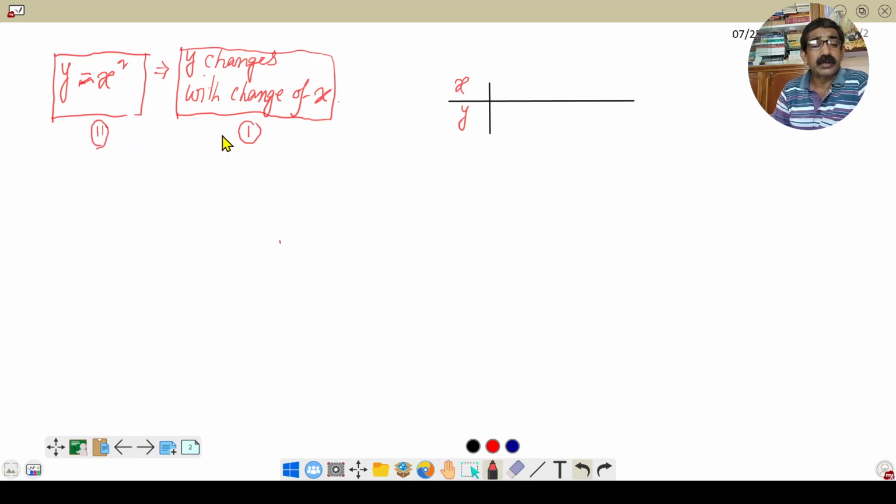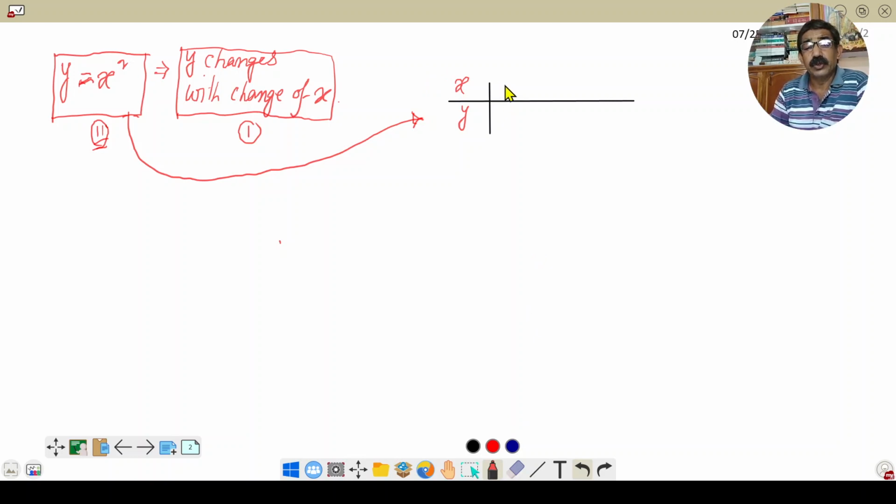Just look at it very minutely. The second information, y is equal to x square, gives you a concrete picture. It says y changes with change of x. The first information gives the information that y changes with change of x. But the second information gives y is equal to x square. That means it says clearly that y changes with x and this is the mode of change. Now, from this information, we are going to plot several data like this.